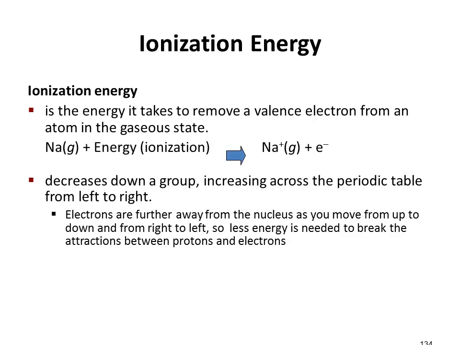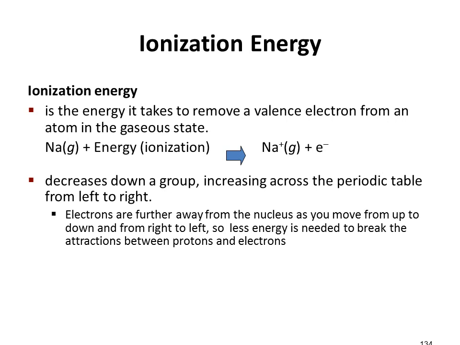We'll also talk about ionization energy. Ionization energy is just the amount of energy it takes to remove valence electrons from an atom. We already discussed how large the atoms are, and if they're larger, these valence electrons are going to be further away. If the electrons are further away, it's not going to take as much energy to remove them because there's less attraction.